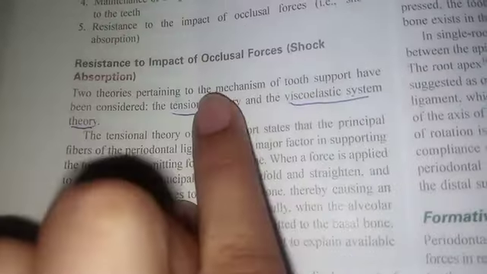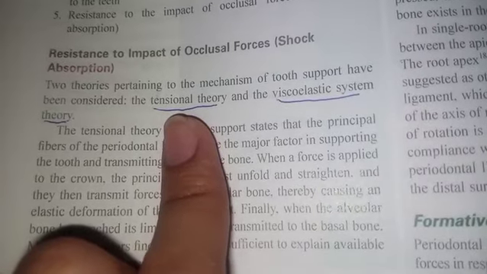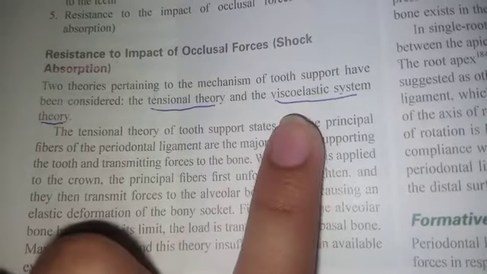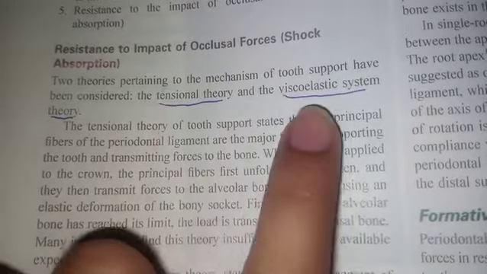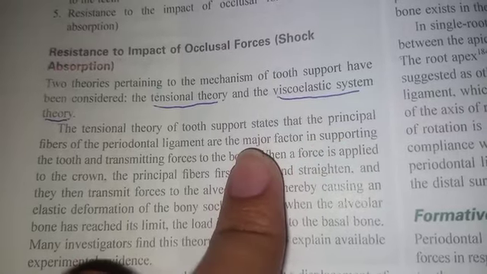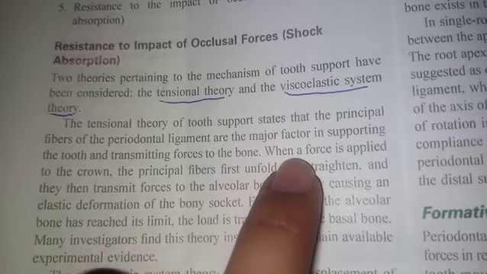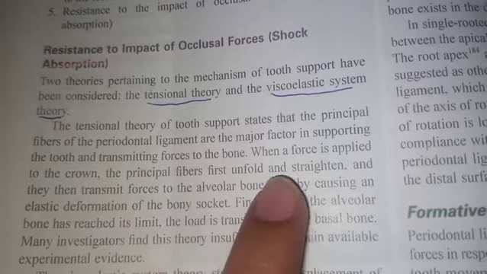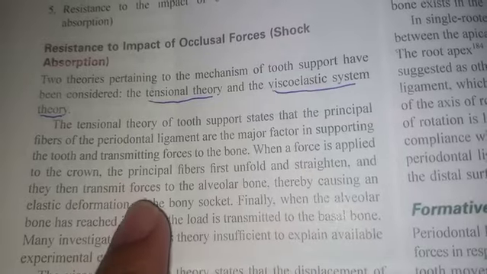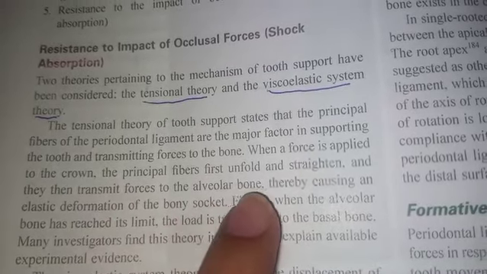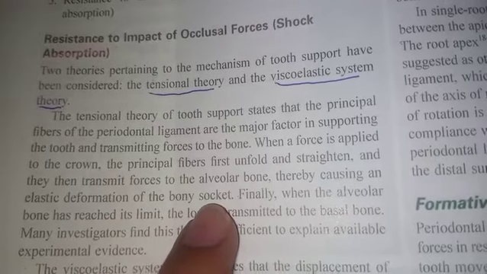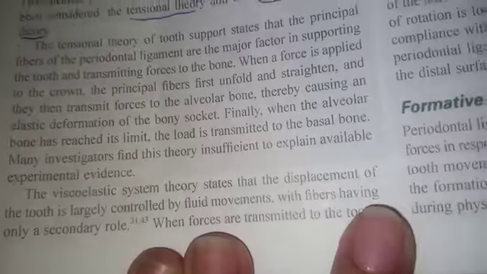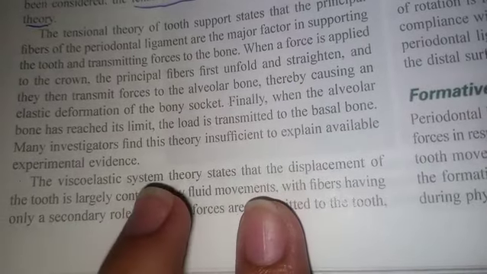So two theories have been presented to understand the mechanism of shock absorption by the PDL: the tensional theory and the viscoelastic theory. In the tensional theory, we have studied the principal fibers, which play the major role. According to this theory, when force is applied to the tooth, the principal fibers unfold and tighten, then these forces are transmitted to the alveolar bone and cause elastic deformation of the bony socket, and when the bone reaches its limit, the load is transmitted to the basal bone. Now moving to the viscoelastic system theory.